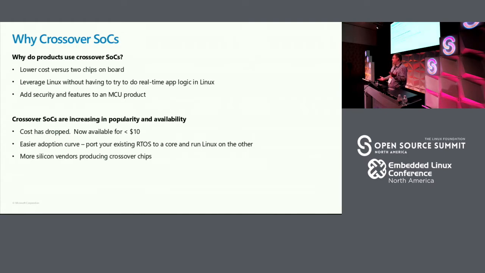So, okay, why do products use these? Why do we have to care about this if we're building an OS? I kind of hinted at this earlier. One of the major drivers is just a lower cost of ownership. If I've got a product that needs an application core and a microcontroller, it's generally going to be cheaper for me to buy this one system on a chip than two separate chips on my board.